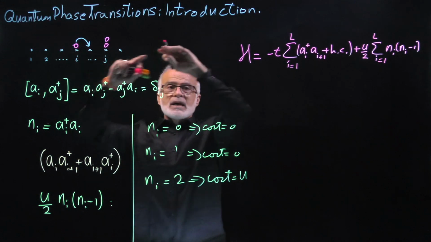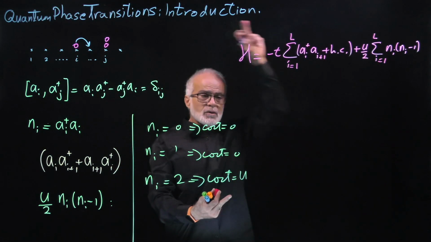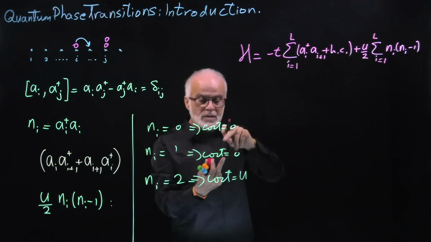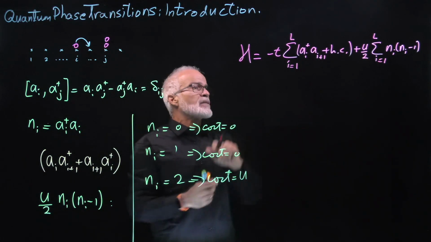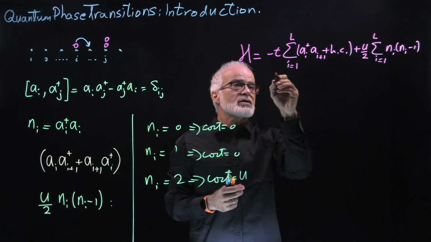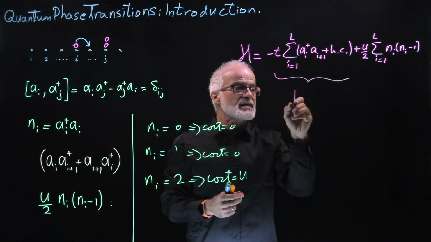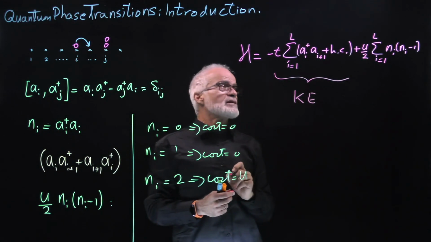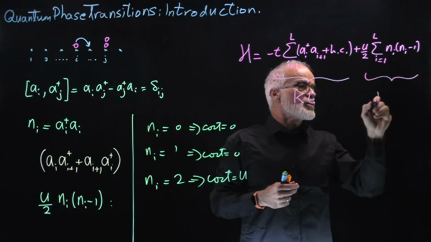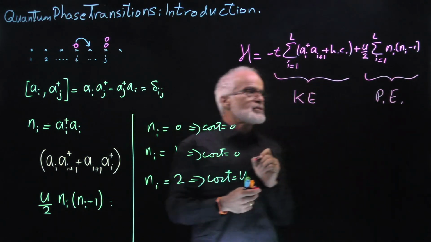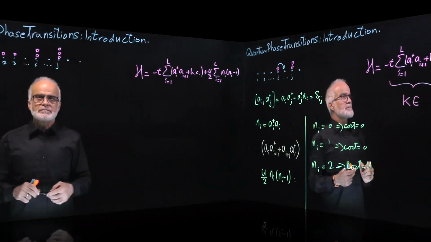Imagine this chain is in fact on a circle. The circle has no beginning and no end. You start at site 1, you come back to site L, and then you continue again. Now, this term here, just to fix ideas, this is the kinetic energy, as we said over here, and this term here is the potential energy.